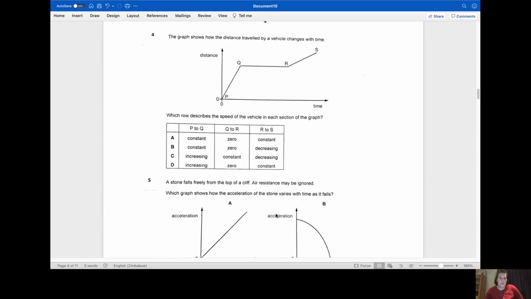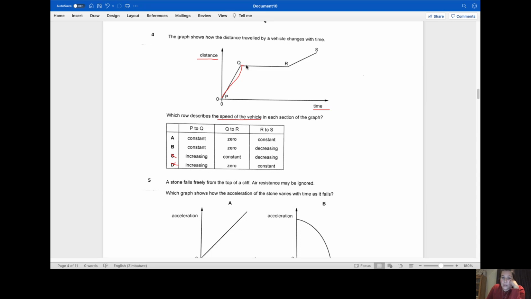Right, number 4. Now, again, we have a distance time graph, and it's showing how the distance traveled changes with time. Which row describes the speed of the vehicle? From P to Q, we have a constant speed. An increasing speed means that it is accelerating. Think about it. If your speed is increasing, you are accelerating. A straight line is not acceleration. So your speed is constant. So we're either A or B.